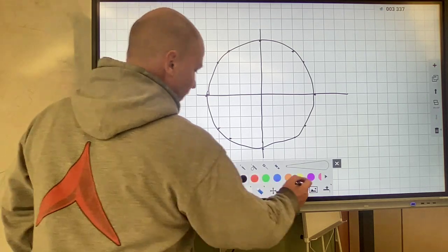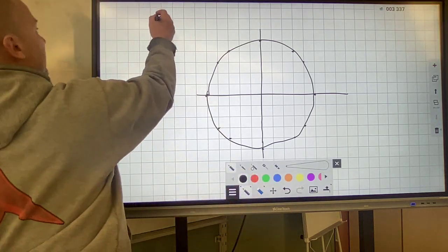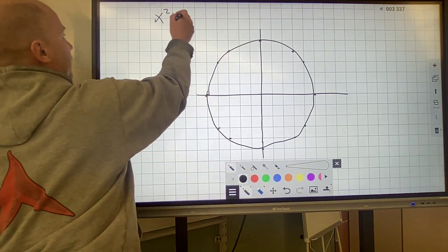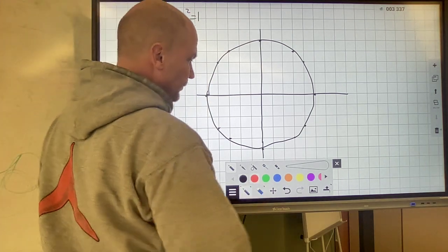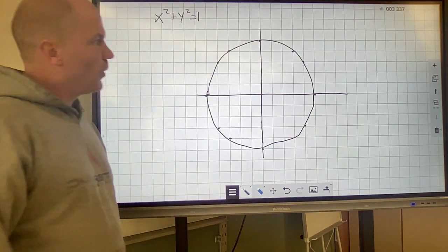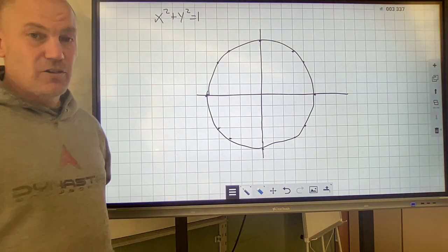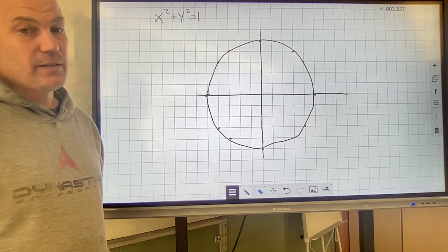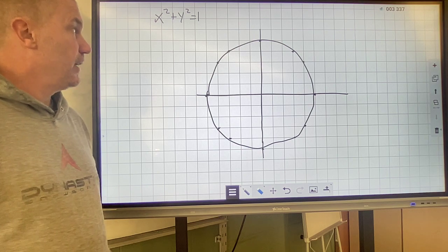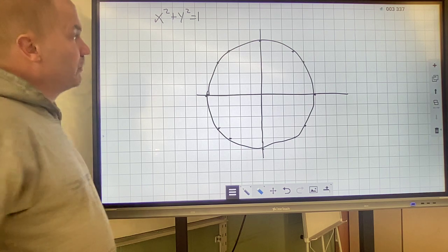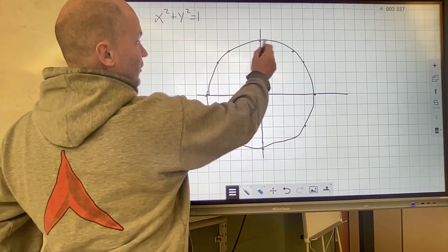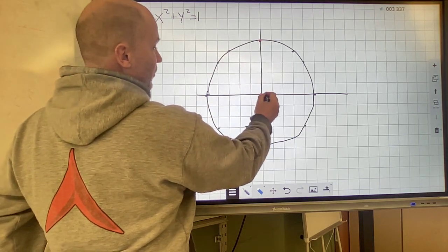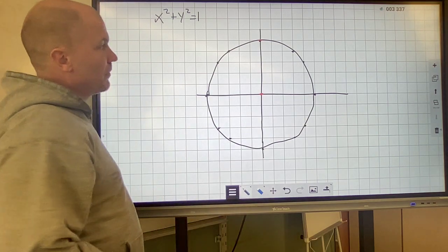We know that the equation of this circle is x squared plus y squared equals 1 because it is the unit circle. We know that this isn't a function, but we can still take the derivative of it. The idea is just like what we normally do. We can look at a point and go, hey, look at this point. The slope of the tangent line would be 0, so there would be a slope of 0 right there.